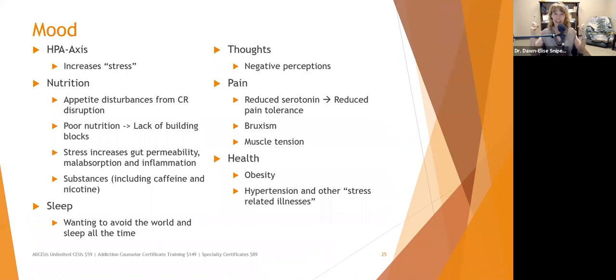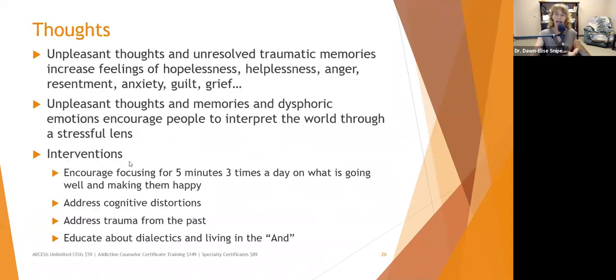You know, when you're stressed out, you tend to hold that muscle tension, which can get painful, cause kinks in your neck, or even cause you to grind your teeth. And mood also impacts health by causing hypertension and other stress-related illnesses. And finally, thoughts. Unpleasant thoughts and unresolved traumatic memories increase feelings of hopelessness, helplessness, anger, resentment, anxiety, guilt, grief, yada, yada. Unpleasant thoughts and memories and dysphoric emotions encourage people to interpret the world through a stressful lens.